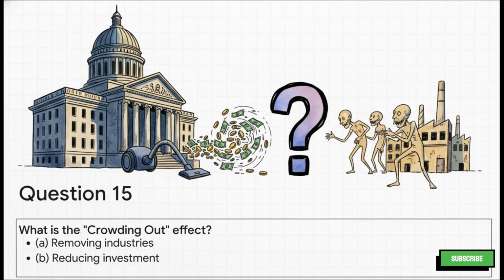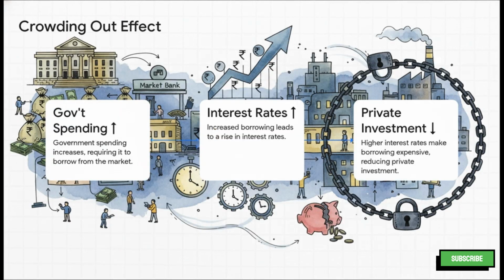Now we come to a very important macroeconomic concept. Question 15. What is the crowding out effect? The options are A, removing industries, B, reducing investment, C, increasing investment, or D, a reduction in private spending due to an increase in government spending. The correct answer is D.